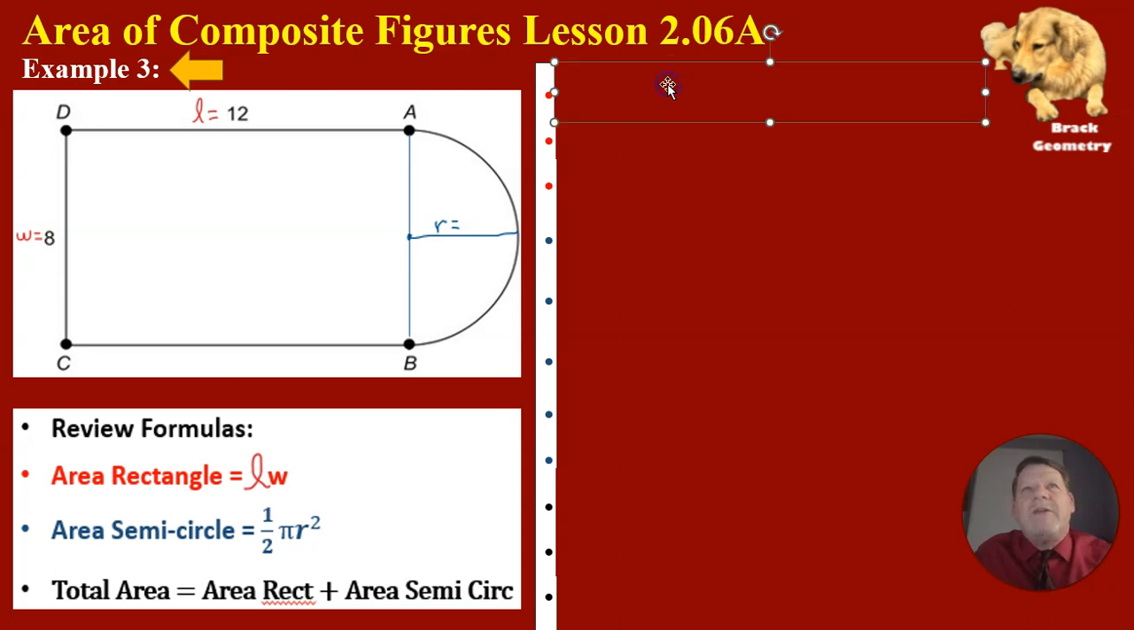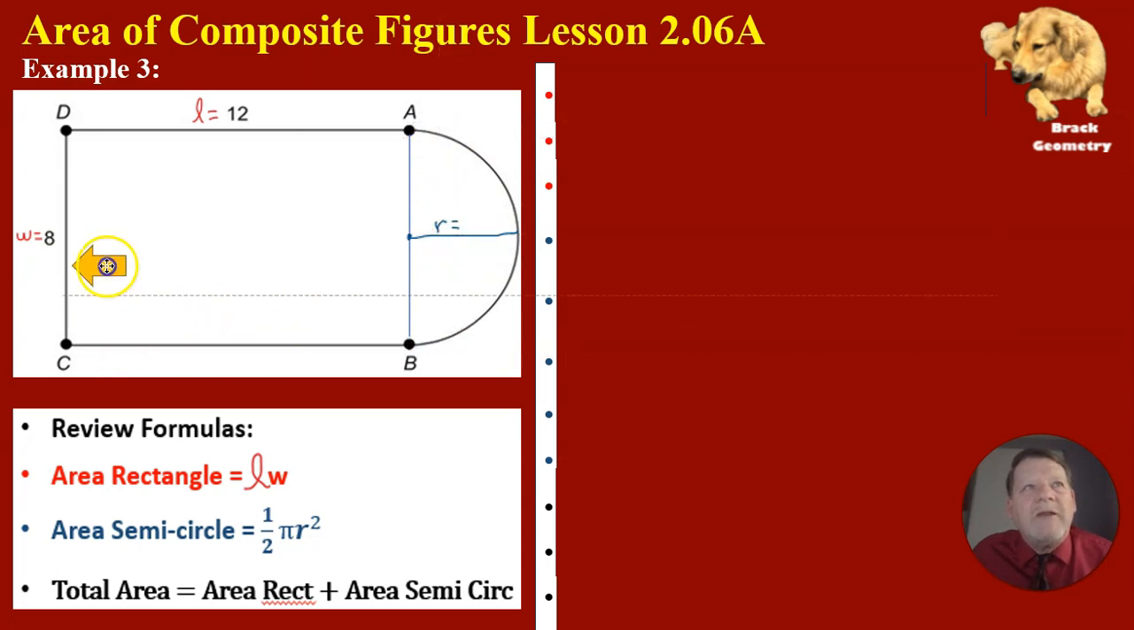All right. So the only thing I need to find is the radius. To find this radius here, I have the diameter of that circle, and the radius is going to be half of it. Well, what's the length of AB? Since it's a rectangle, we know that length is 8. So we know that the radius would be 4.